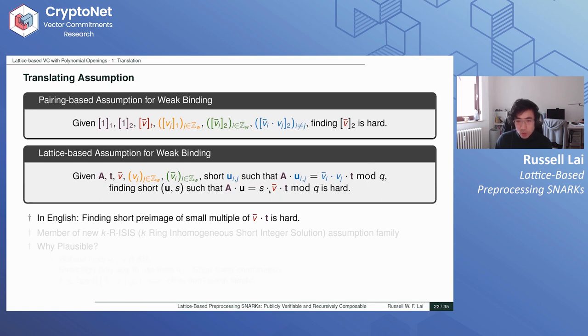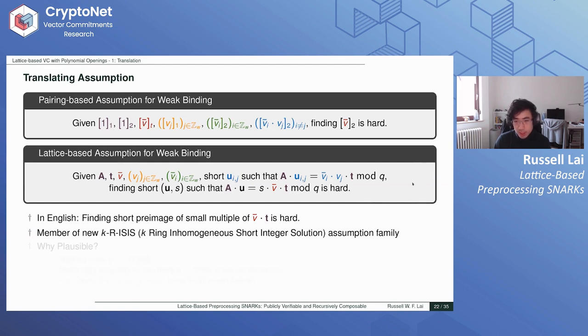But here we need to strengthen the assumption a little bit and say that it is also hard for the adversary to come up with a short pre-image of a small multiple of the target vector, instead of exactly that. In fact, this particular assumption belongs to a bigger family of assumptions, which we call the k-ring inhomogeneous short integer solution assumption, or k-R-ISIS assumption family for short. And since all these assumptions are new, let me give you some intuition of why we believe that they are plausible.